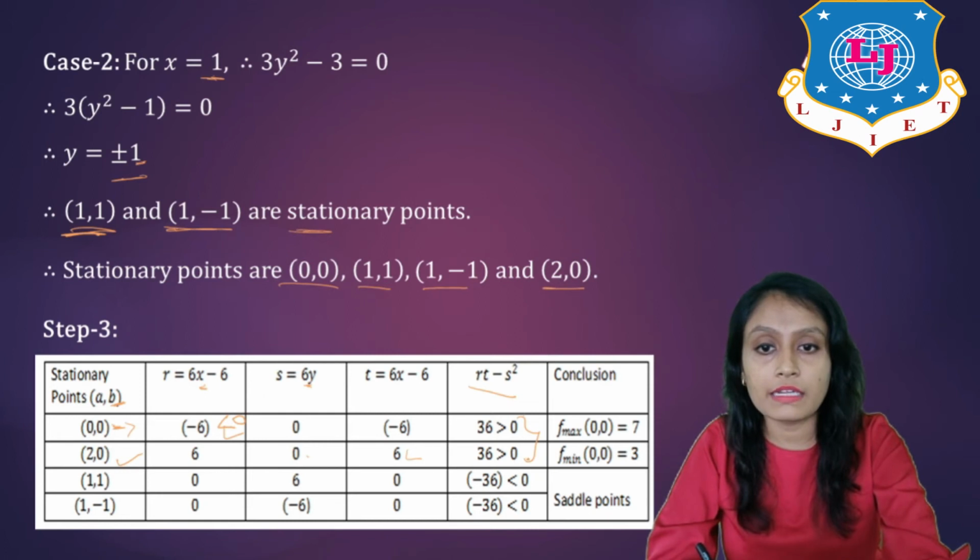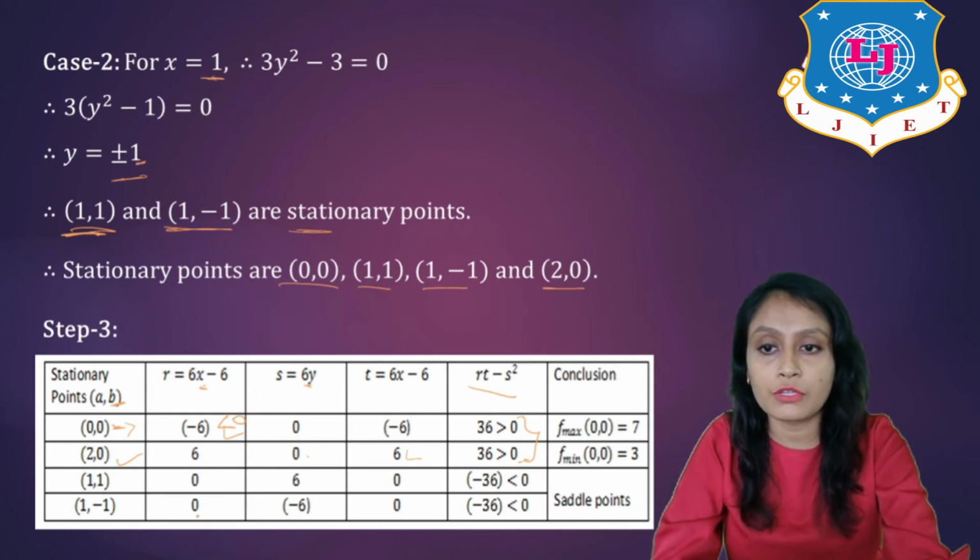Again we have rt minus s square greater than 0 at this particular point 2, 0. So now check r.